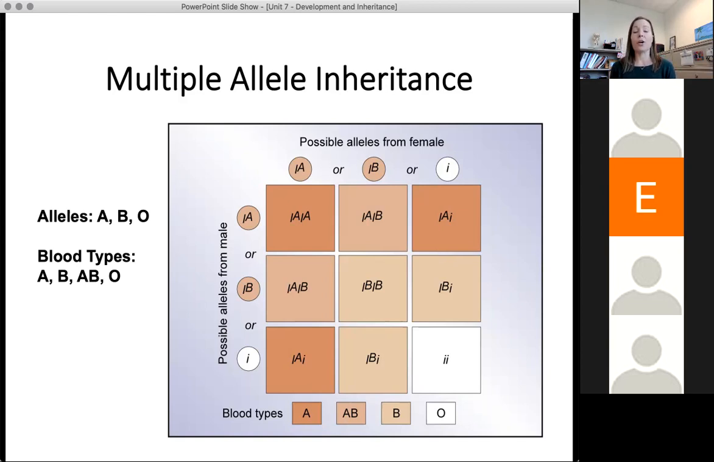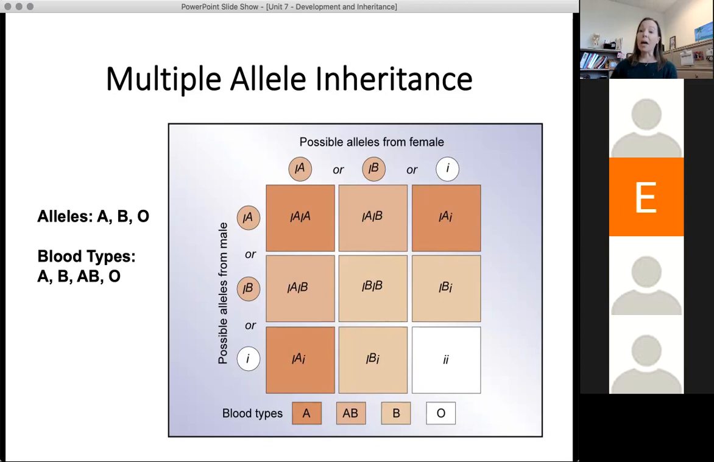So when there are multiple alleles involved, there's more possibilities, right? So instead of just 2 alleles and 2 options for what physical characteristic you see as a result, if you have multiple alleles involved, then there's more possibilities. So there's 4 possible phenotypes, 4 possible blood types that you can have, because there are 3 different alleles rather than just 2. Okay, so your blood type could be type A, type B, AB, or O.